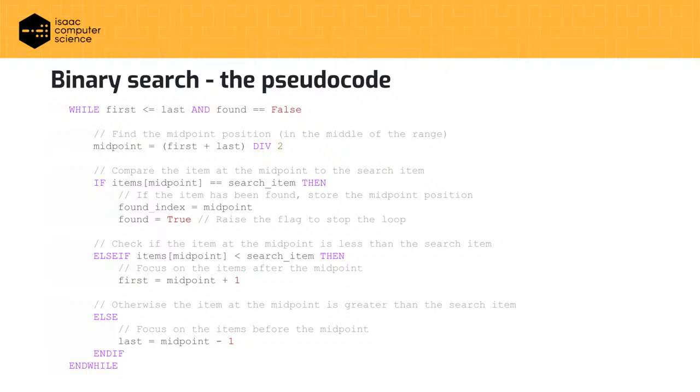So what you can see here inside the code is the calculation of the midpoint, first plus last div 2, as I explained previously. We then check the item at the midpoint. If it's the one we're looking for, we set the found index to the midpoint value and a little flag to be true. That's going to stop the looping. And otherwise, we're going to adjust either the first or last pointer. So you can see here that if the item at the midpoint is less than the search item, then we adjust first, and otherwise we adjust last.